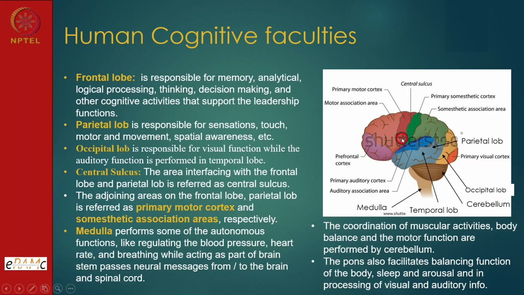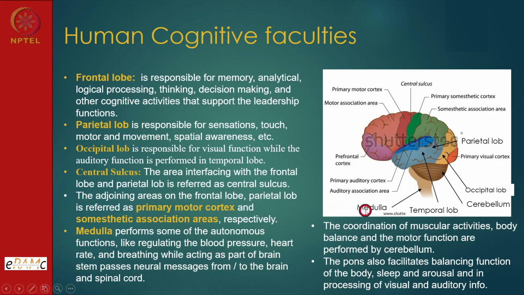The central sulcus divides the frontal lobe from the parietal lobe. This lobe is called the parietal lobe. Then we have the temporal lobe where our ears are located, and the area in between is called the primary visual cortex, and the occipital lobe. This area is called the occipital lobe, where all the vision functions are performed.